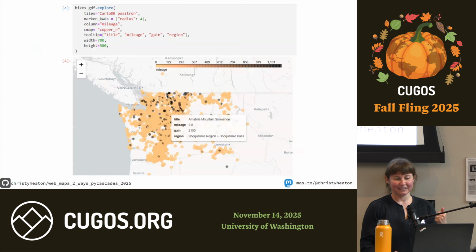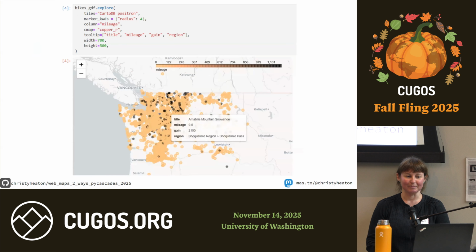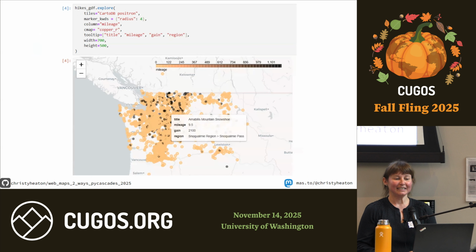But you can customize the explore method. You can change the base map. You can change the size of the dots. You can change the column that the dots are colored by. You can customize the tooltip so it only shows you the 4 columns we're interested in, and there's other configurations you can make as well.